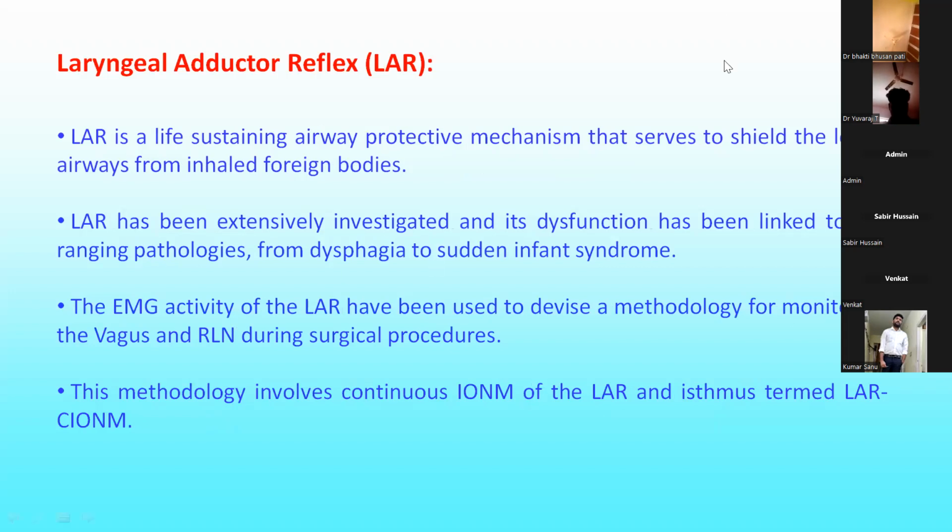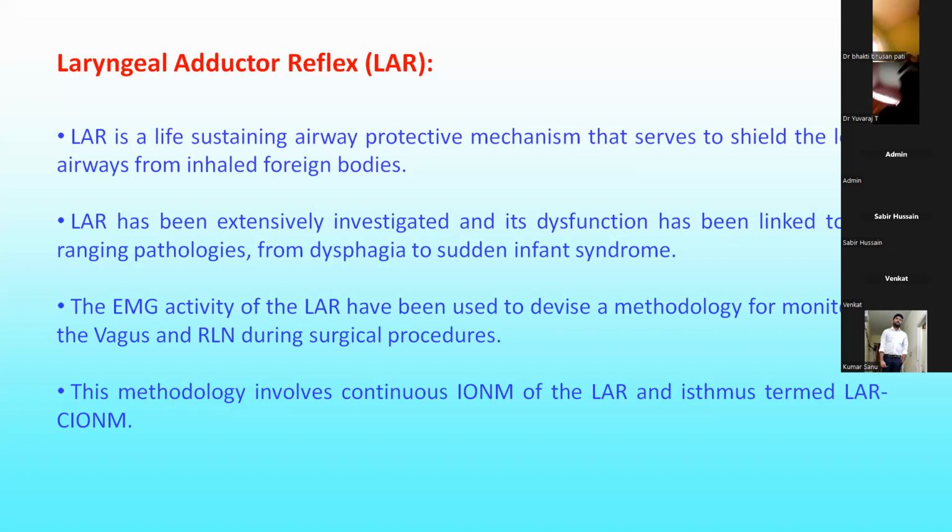This is another continuous neuromonitoring method which is recently evolving in this field, not only for the thyroid but also for brainstem cases. It is called the laryngeal adductor reflex, which we have started doing now in TMH. This reflex is a life-sustaining protective mechanism that shields the lower airways from inhaled foreign bodies. It has been extensively investigated, and its dysfunction has been linked to pathology ranging from dysphagia to sudden infant death syndrome.